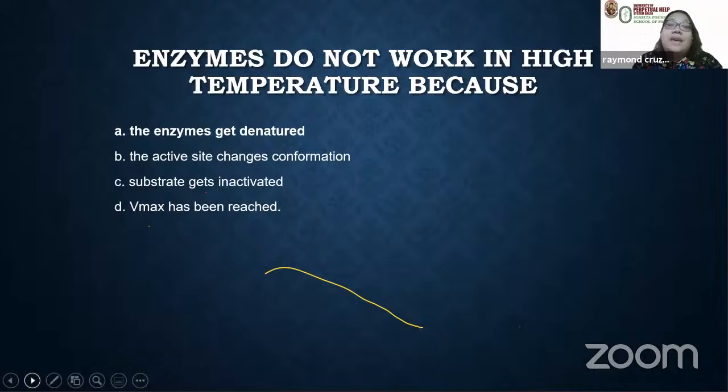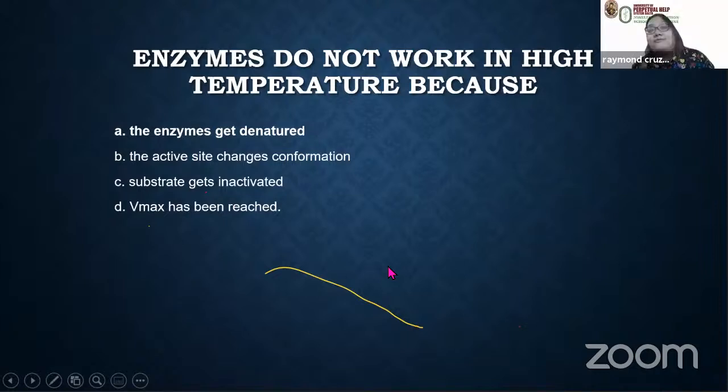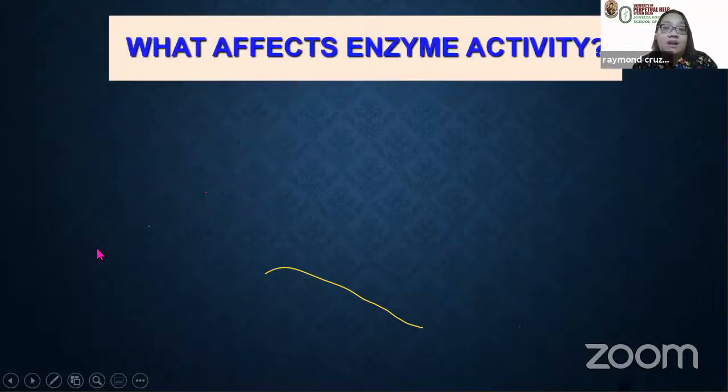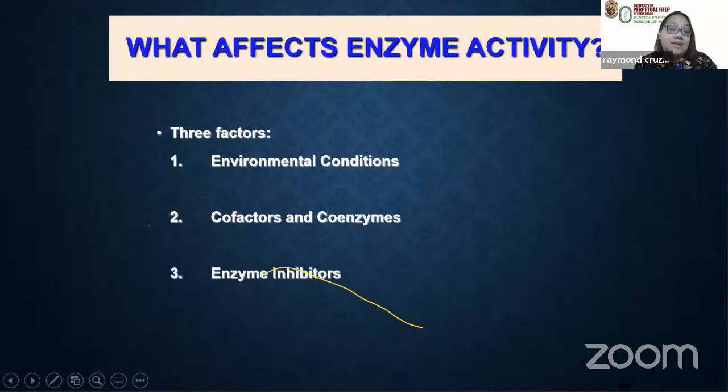So enzymes do not work in high temperature because enzymes get denatured, the active site changes conformation, the substrate gets inactivated, Vmax has been reached. Option A, the enzyme can be denatured. You have to know your enzymes and the factors that affect enzyme efficiency. These are what affect your enzyme activity. There are three factors: environment, cofactors and coenzymes, and enzyme inhibitors.